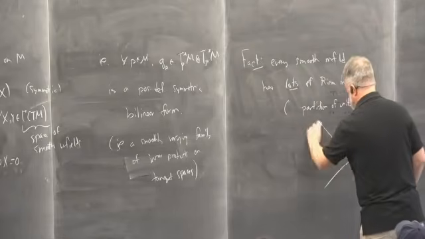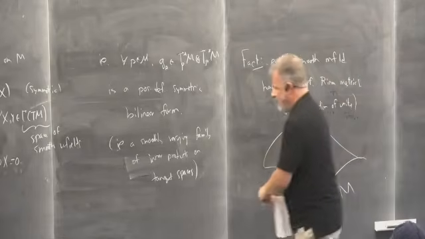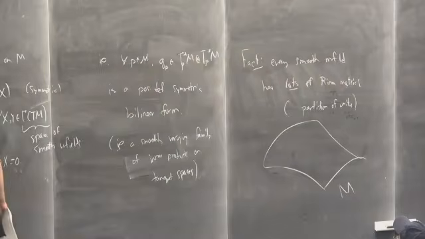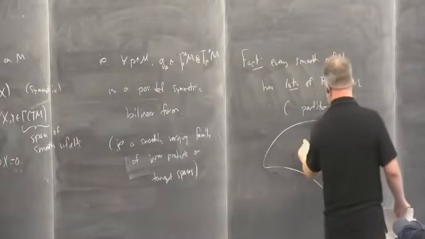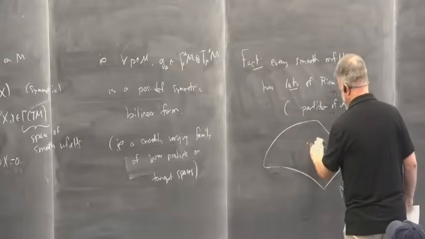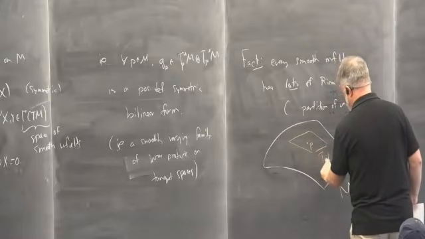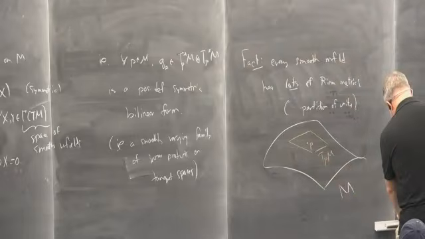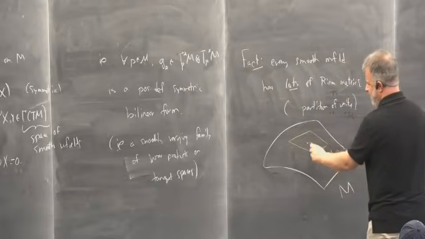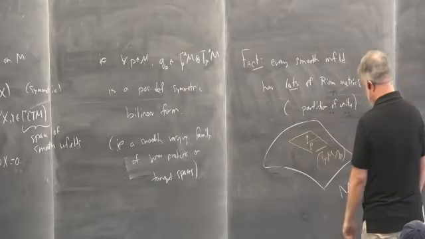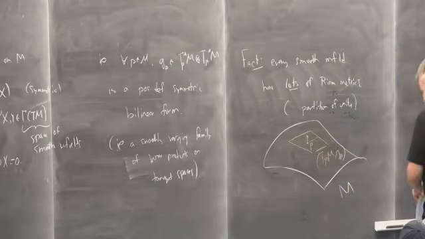Okay, so the picture. There's a point P, the tangent space to M at P, that's an n-dimensional real vector space, and g_P is an inner product on this vector space.